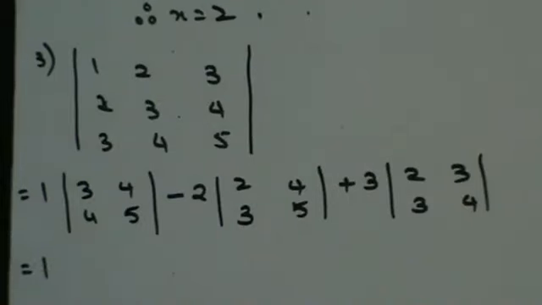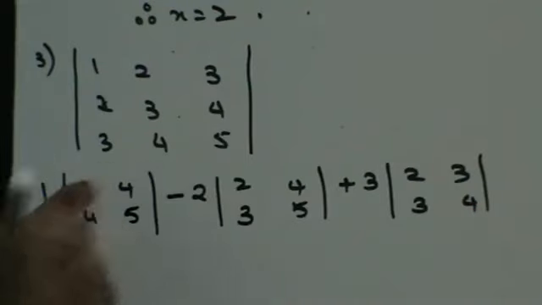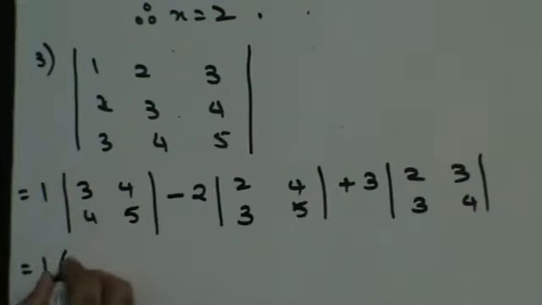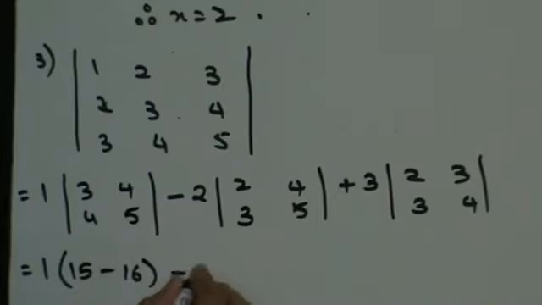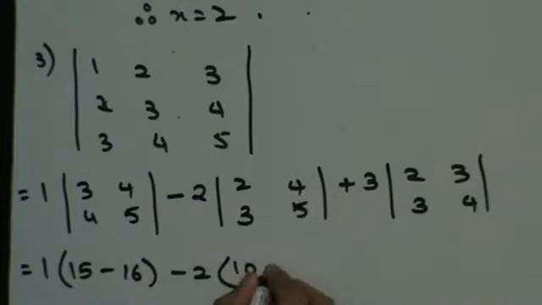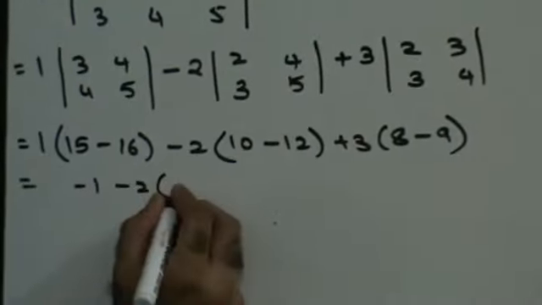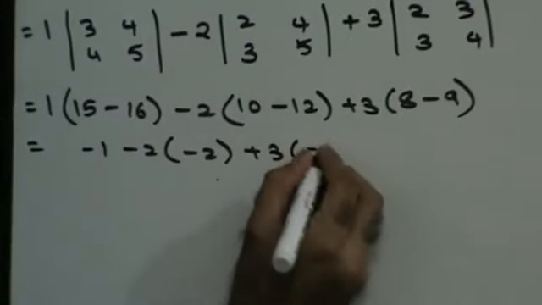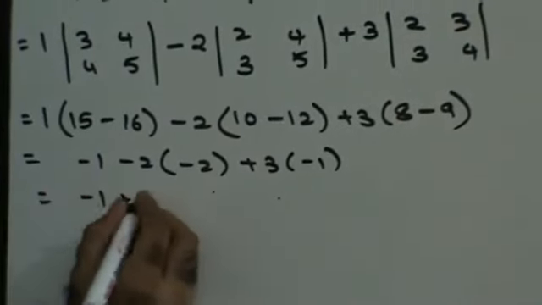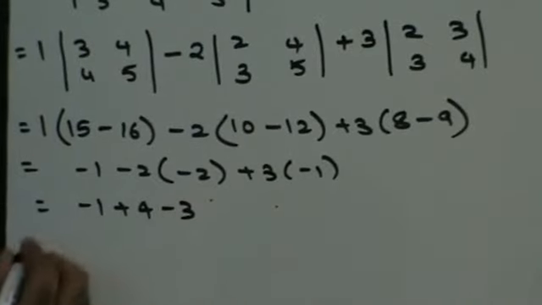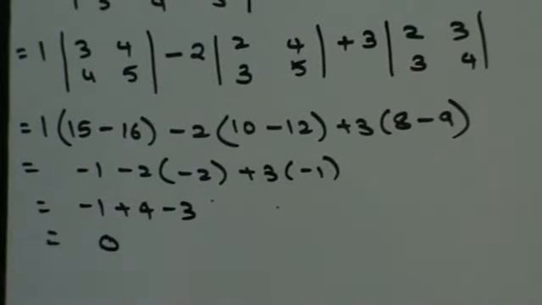Now how do I solve this? Guys, I already explained to you how to solve a 2 by 2 determinant. It is the product of the principal diagonal minus the other diagonal. That means this is going to be 5 3s are 15 minus 16 minus 2, 5 2s are 10 minus 12 plus 3, 4 2s are 8 minus 9. So this is going to be minus 1. Minus 2 into minus 2 plus 3 into minus 1 minus 1 plus 4 minus 3, that will be 0. That's how you would solve a 3 by 3 determinant.